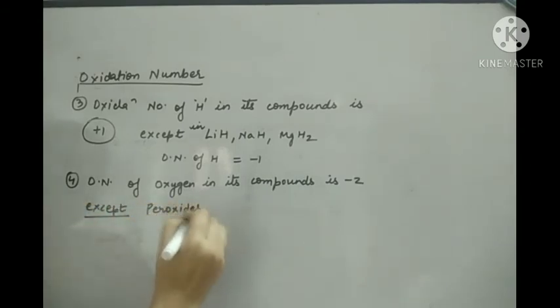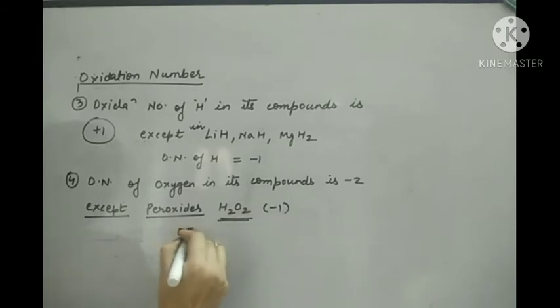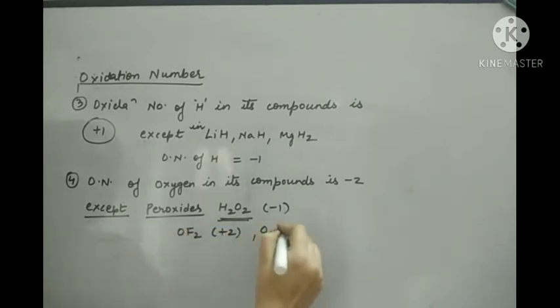Now suppose we have hydrogen peroxide. So what is the charge on oxygen here? It is -1. Now suppose we have OF2. What is the charge on oxygen? It is +2. And likewise, if we have O2F2, what is the charge on oxygen? It is +1. So oxygen always has a charge of -2, but a few exceptions are there.